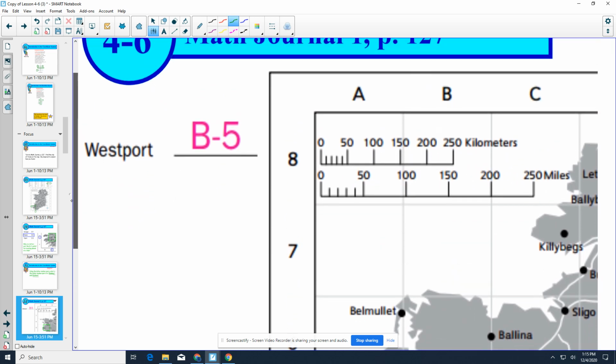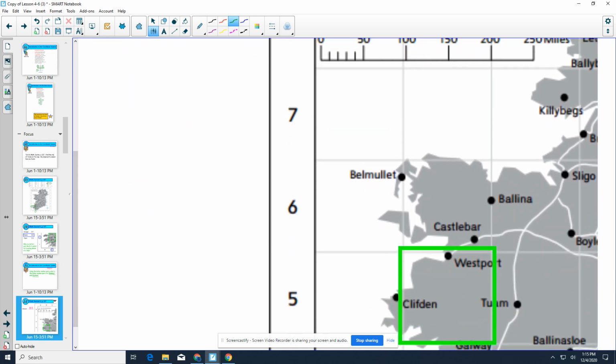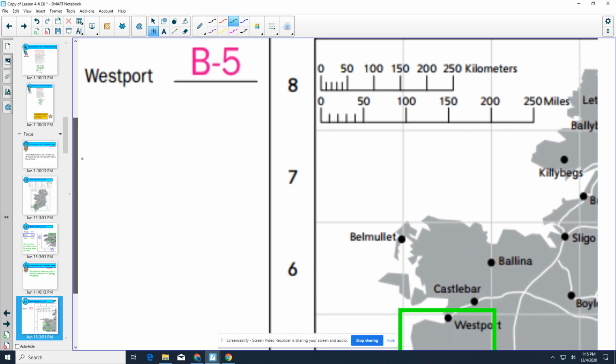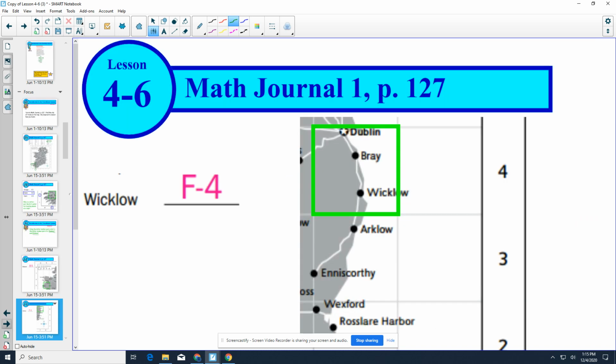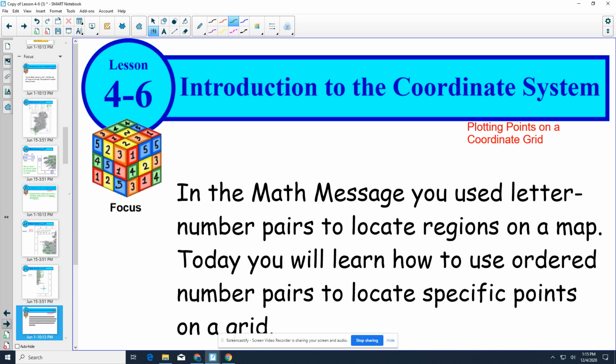And after doing some research, you should have been able to look through there and find Westport is in the B5 coordinate. So you can see B and you follow it down all the way to 5, and it's in that square. And then Wicklow, you should have been able to find it in F4. So you'd have looked at the top or the bottom and the F's and found 4. So F4 is where you'd find Wicklow.